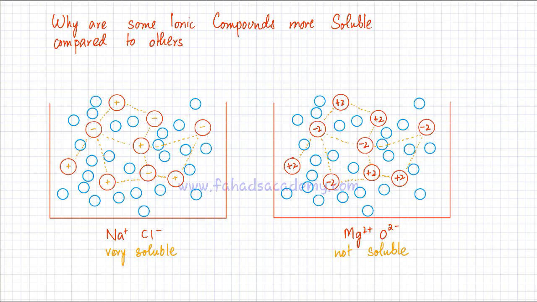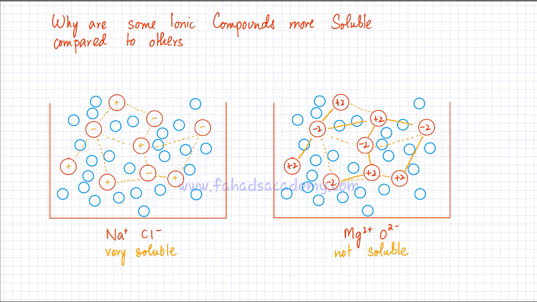But in the case of MgO, look at Mg. Mg is +2 and O is -2. Now the force of attraction between the positive and negative ions is much, much stronger compared to NaCl. It's twice as much based on the charge alone. So +2 would attract -2, and this -2 would be attracting this +2. All these ions would be strongly attracting each other, and the force of attraction is a lot stronger compared to +1 and -1.